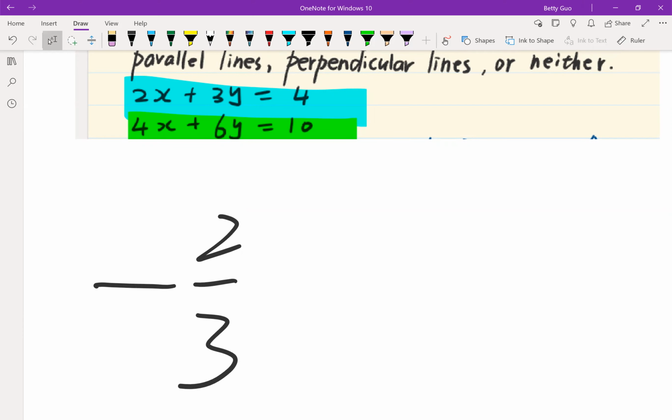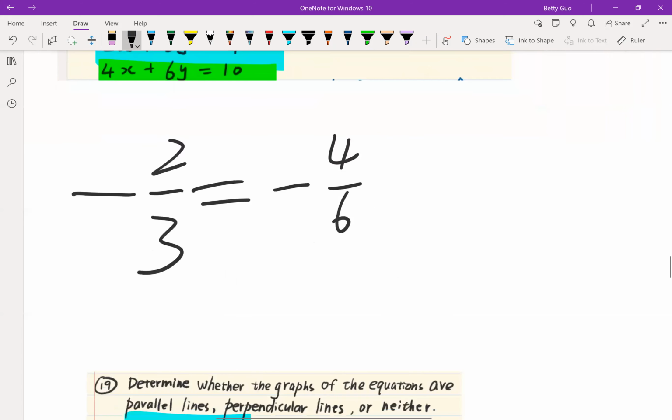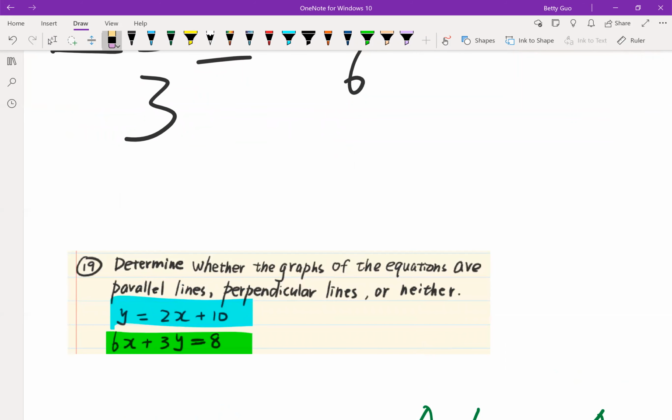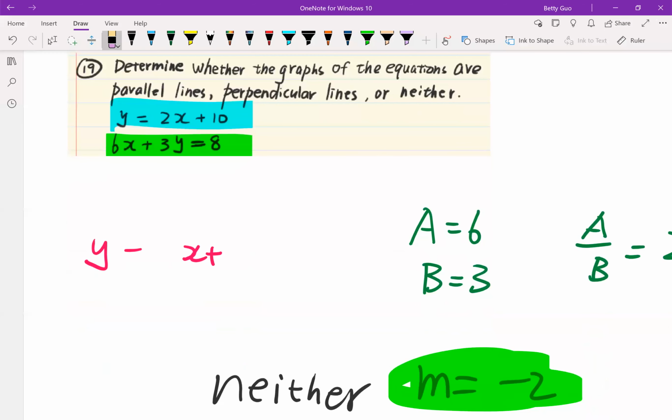What about the slope of the green? Get a pen, please. What's the slope of the green? -4 over 6. What is 4 over 6? 2/3. Are they the same? Parallel. You choose parallel, okay? Questions? Okay.